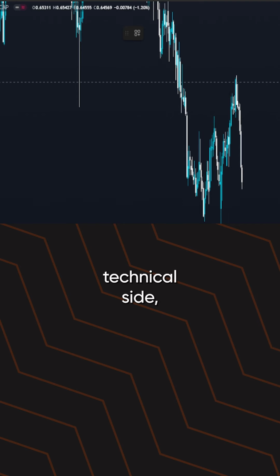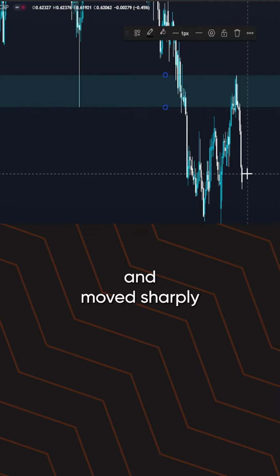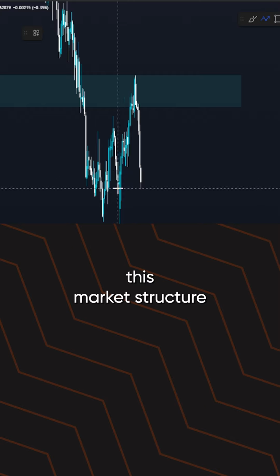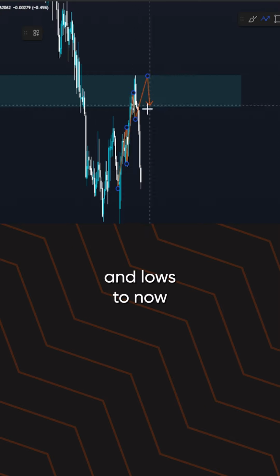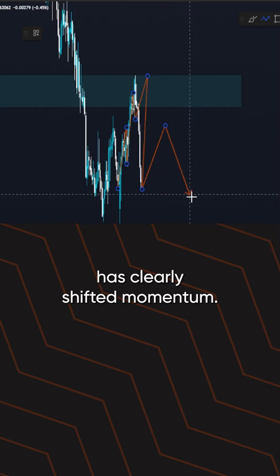Looking at the technical side, this pair found resistance around these levels and moved sharply lower. What you can also see is it created this market structure shift from where it was creating higher highs and higher lows to now breaking past these lows, which means it now has clearly shifted momentum.